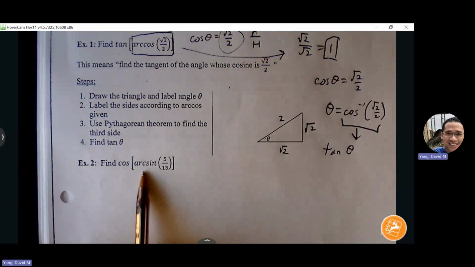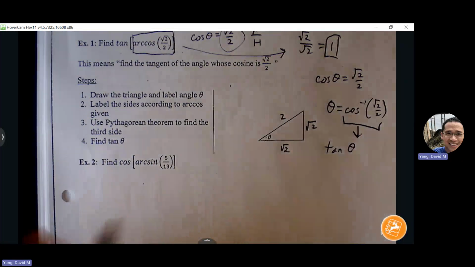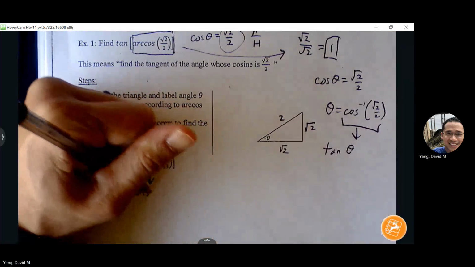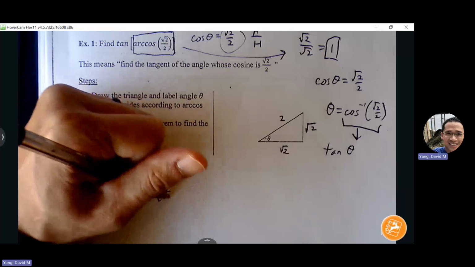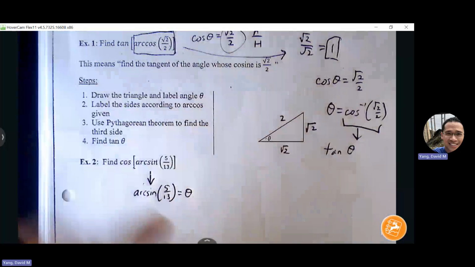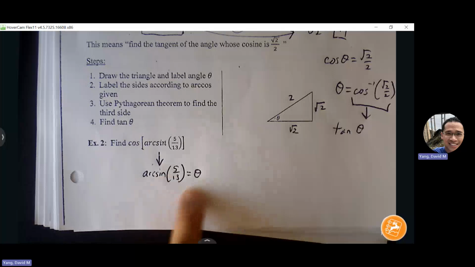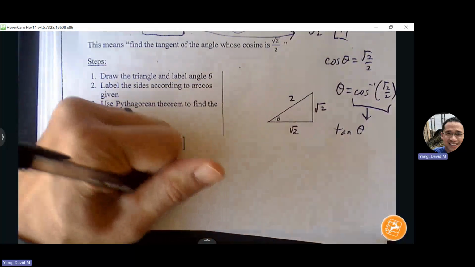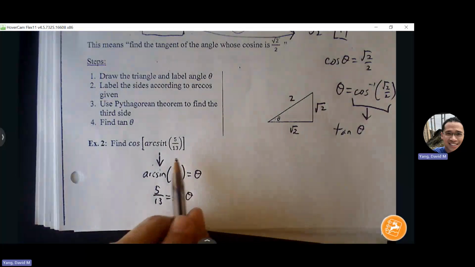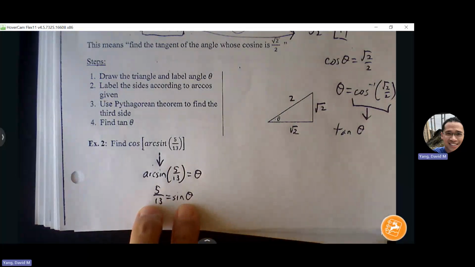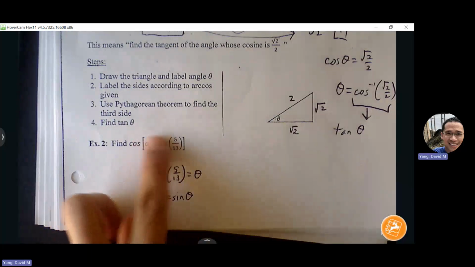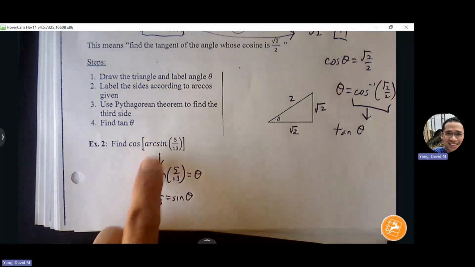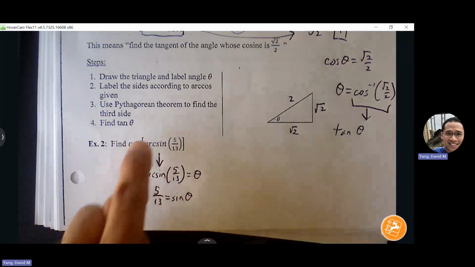Number 2, it says find the cosine of arc sine of 5/13. So this is really saying we know that arc sine of 5/13 represents theta. And if I were to rearrange this, this is saying 5/13 is equal to sine of theta. It's just compressed into this form. Sine of theta equals 5/13. So can we create a scenario where sine of theta equals 5/13 and then use that scenario to figure out the cosine of theta?